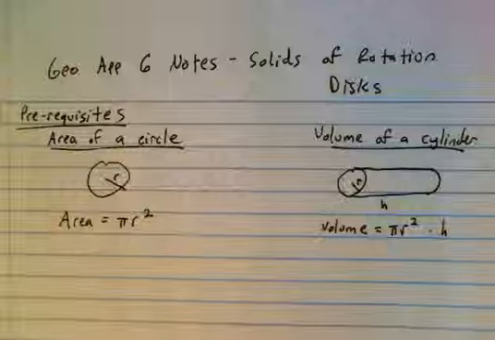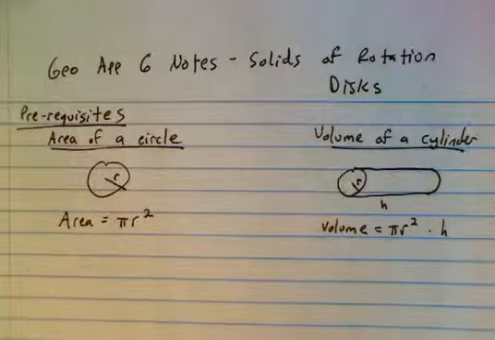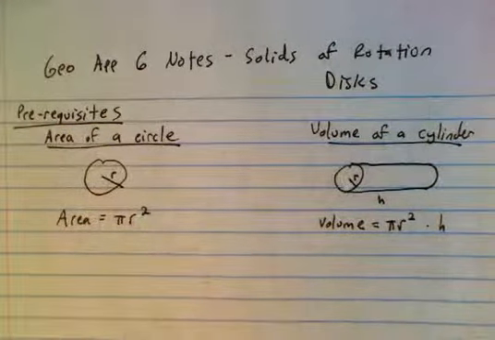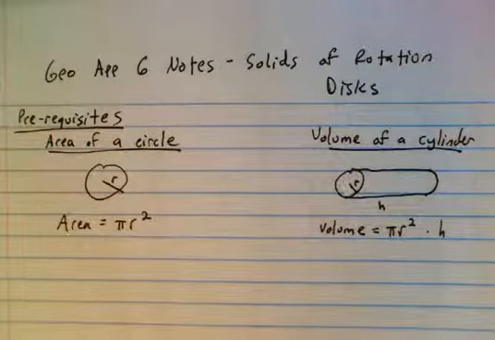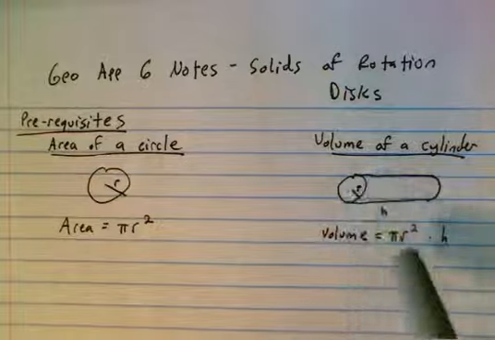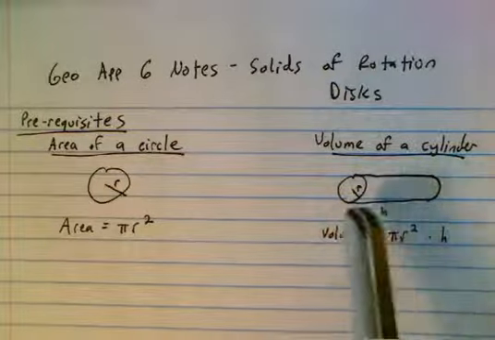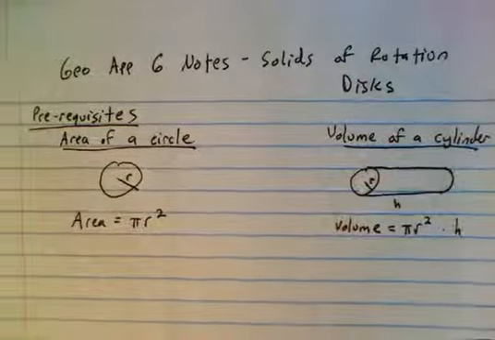So there are a couple of prerequisites for this one. Pretty straightforward. You need to know the area of a circle is pi r squared, where r is the radius, not the diameter. And the volume of a cylinder is going to be the area of the base, in this case pi r squared, times whatever the width or the height is right there.